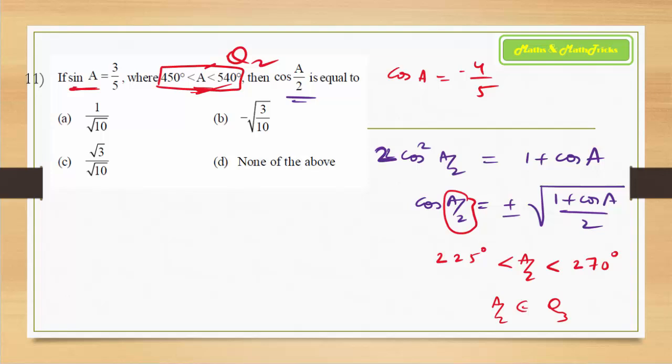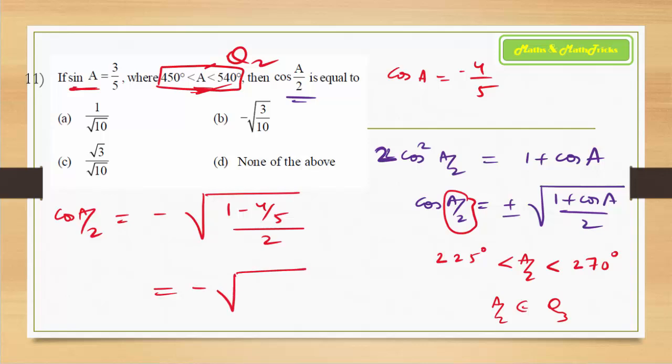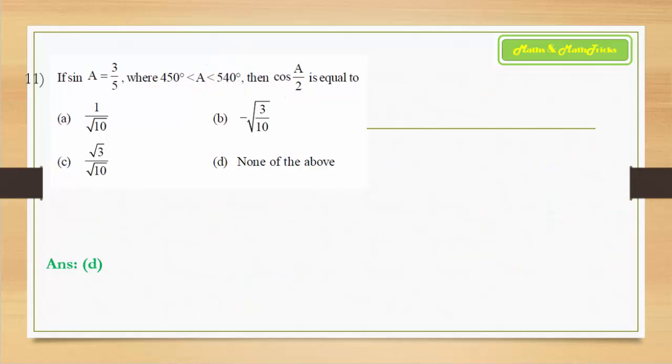Therefore the cos A by 2 value is equal to negative root of (1 plus cos A) by 2, which is minus root of (1 minus 4 by 5) upon 2. When you solve this, you will get 5 minus 4, that is 1 by 5, by 2, that is 1 by 10. So minus root over 1 by 10, which is not given in the options. A, B, C don't match, so we have to go with option D. D is the answer.